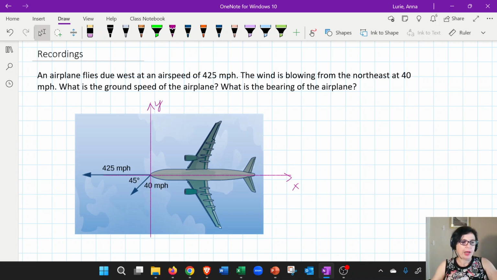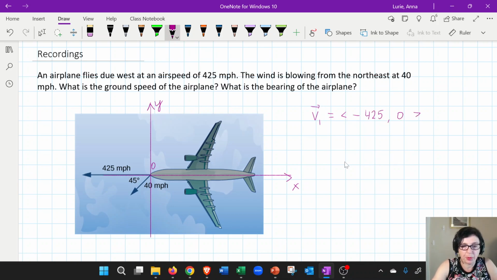So first of all, I drew the x-axis and y-axis so that they intersect at the origin right here, okay? And what we want to do is come up with the coordinates for the first vector, which is the way the airplane was supposed to move. Let's call it v1. If the wind wasn't there, it would just go west to the left, and the magnitude of that vector is 425. So this would be negative 425, 0. That would be v1. That's just the airplane if there was no wind.